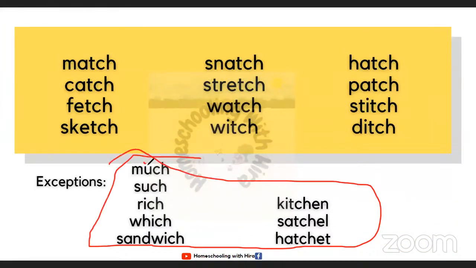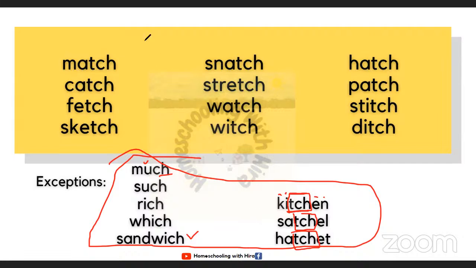Much, it's a short sound, but we are writing CH. Such, rich, which, sandwich. It's a disyllabic word, but it's written as an exception in many places, so I have added it here. These are the CH exceptions. Now look at this, TCH in the middle. Kitchen. So TCH doesn't come in the middle, but here it's coming. Satchel, hatchet, right? So these are a few exceptions.